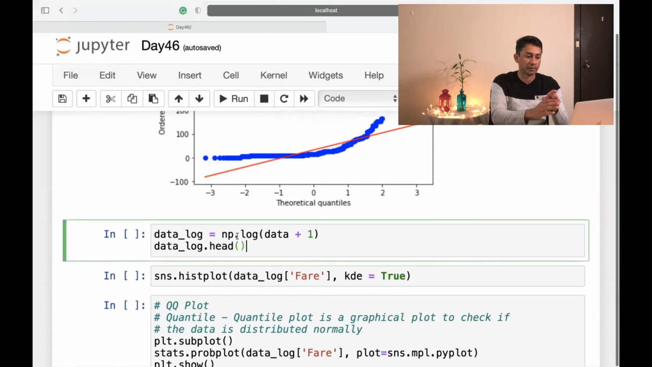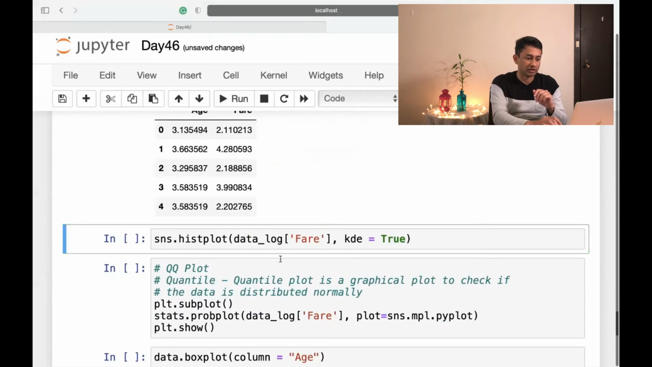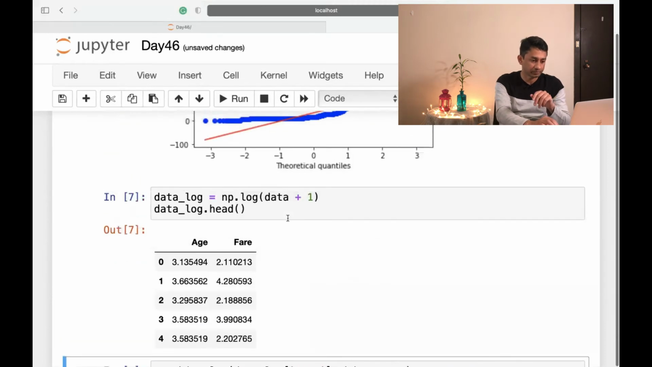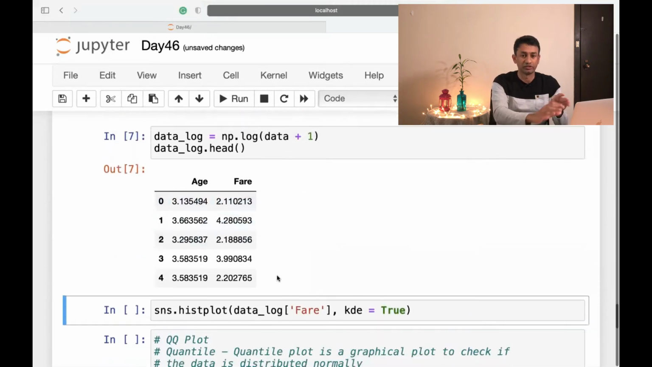When I use numpy.log, it means that it is a natural logarithm. If I specify 10 here, it means that I'm using log to the base of 10. What I'm going to do is just use natural log here. I'm adding +1 here because if the data has some 0 values, and we use log of 0, it might lead to an infinite value. So I'm adding a 1 to ensure that doesn't happen, and then converting the values into logarithmic values, and printing those values here. So this is how the fare value would look after doing the logarithmic transformation.